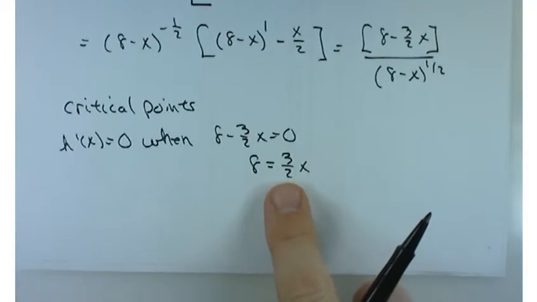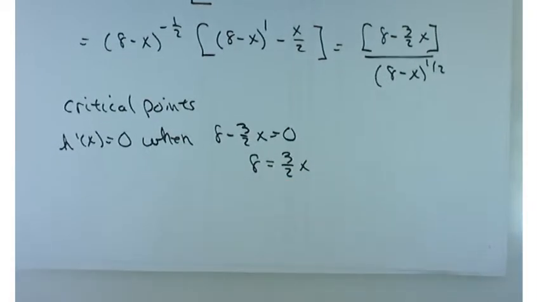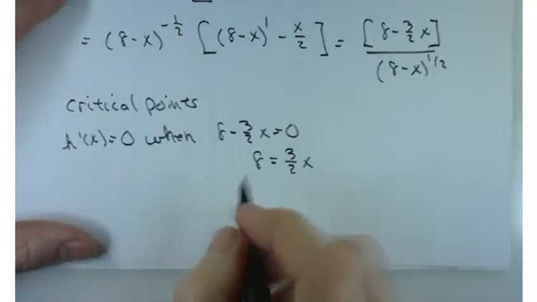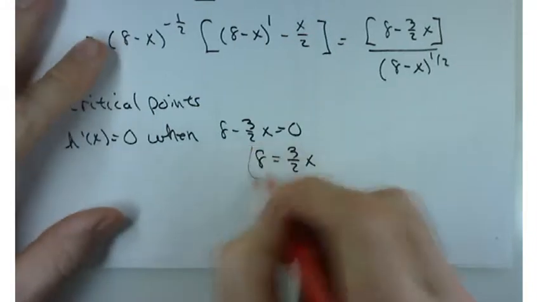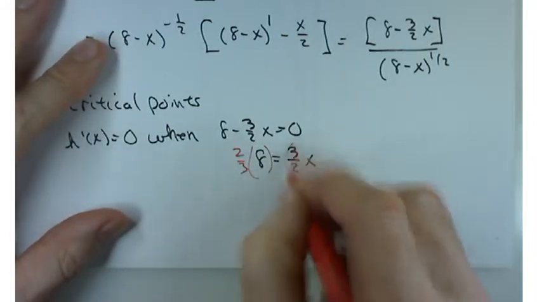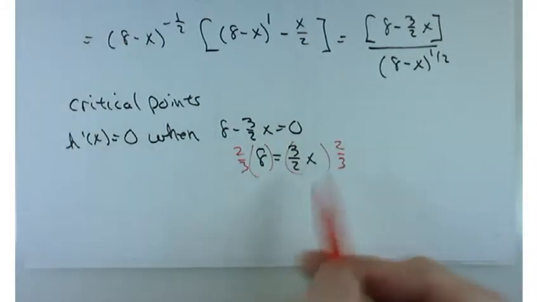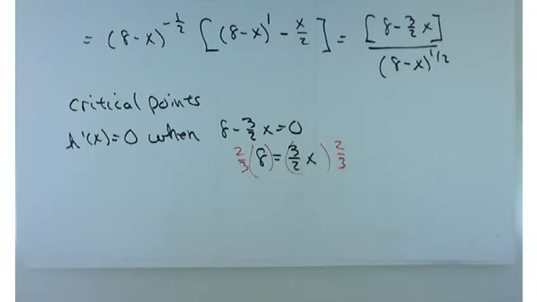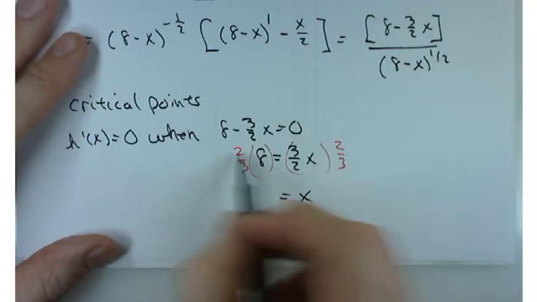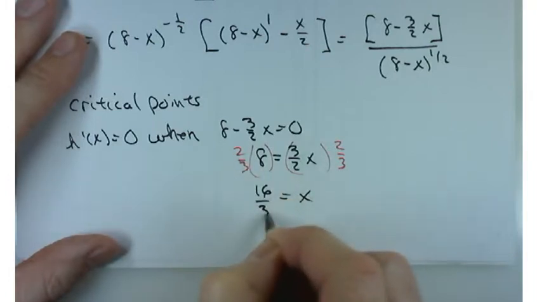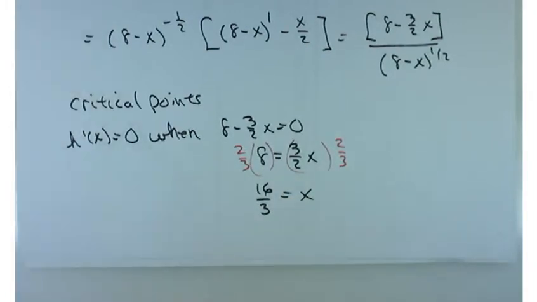And the fast way to solve here is to multiply both sides by the reciprocal of 3/2, which would be 2/3. So we'll do that on both sides, 2/3 and 2/3. All that will cancel out on the right-hand side. That leaves me x and 16/3 on the left-hand side.